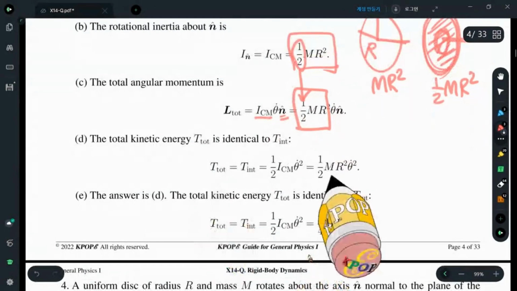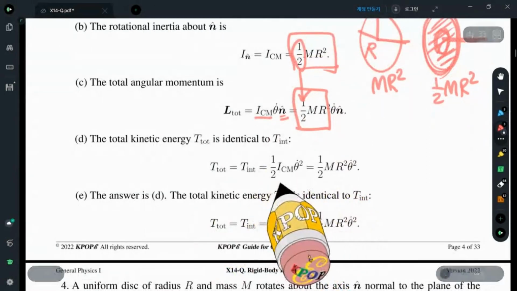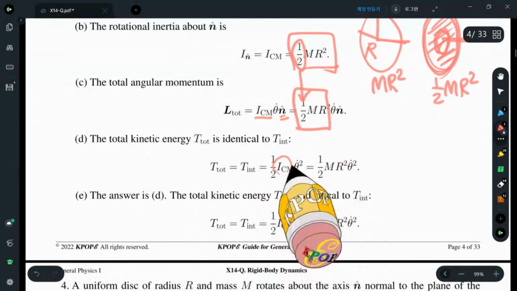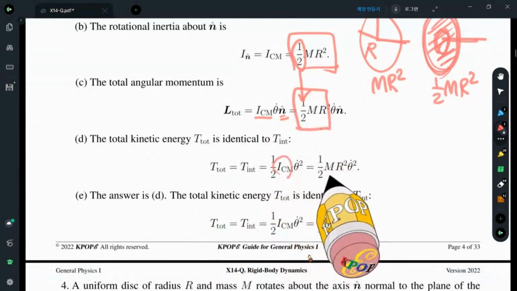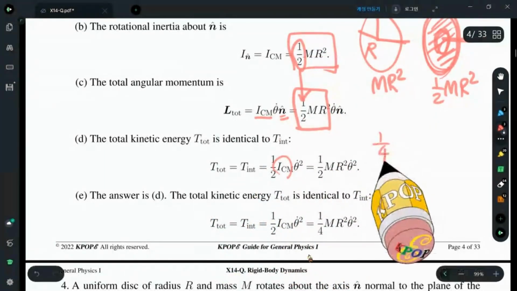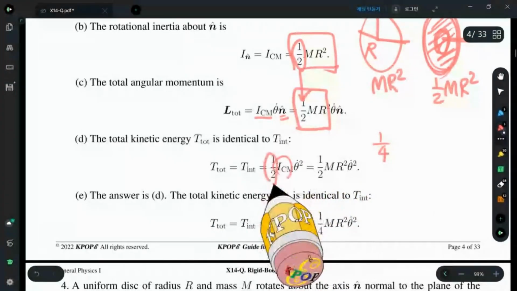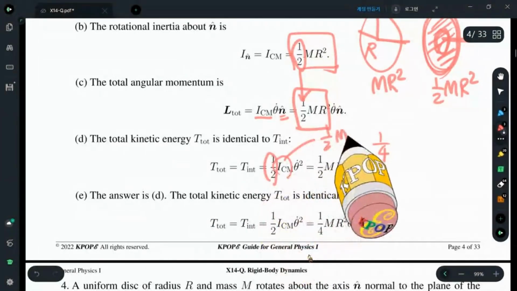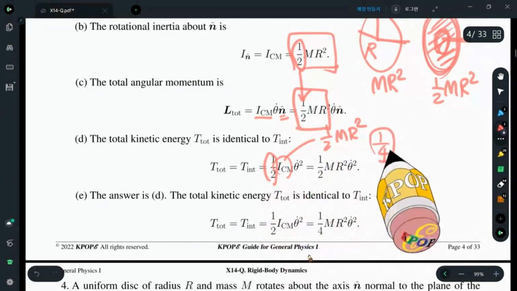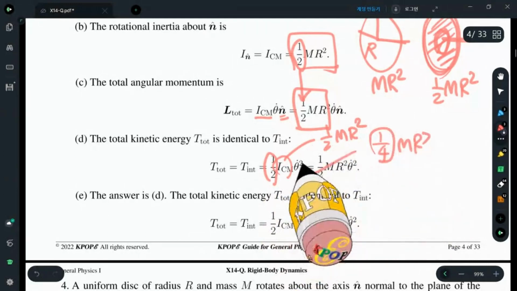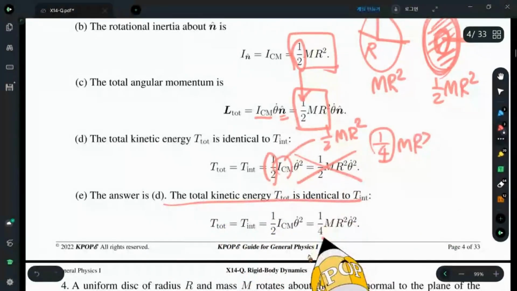Everything is the same. Kinetic energy, 1/2 I_CM. Oh, I_CM is 1/2 mr squared. This is wrong. It is 1/4, right? 1/2, and there is 1/2 mr squared. So 1/4 mr squared. So this is wrong, right?